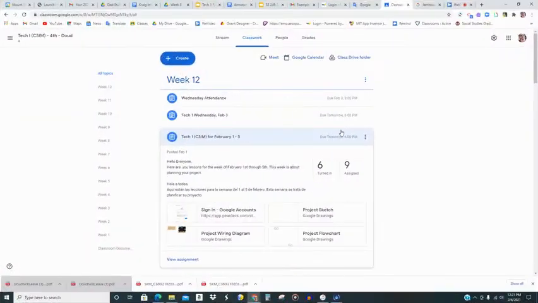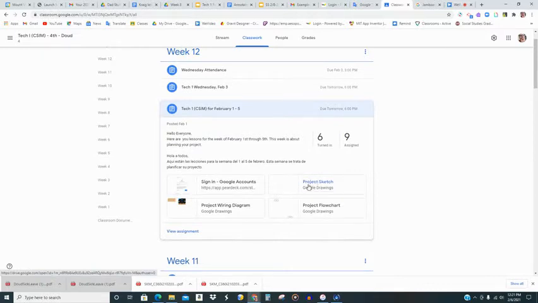You've got the sketch. You've got the wiring diagram. You've got the flow chart. And if they're not finished already, it's time to get them done. The three planning files, the sketch, the wiring diagram, and the flow chart are in week 12. That's last week's lessons. And here they are: project sketch, project wiring diagram, and project flow chart.